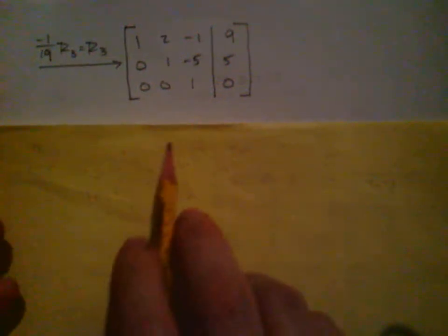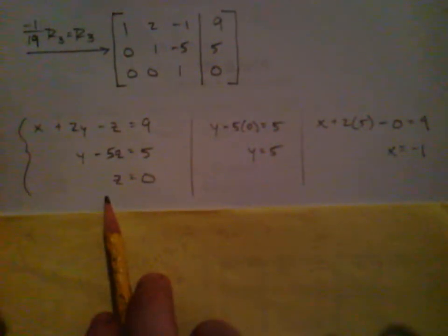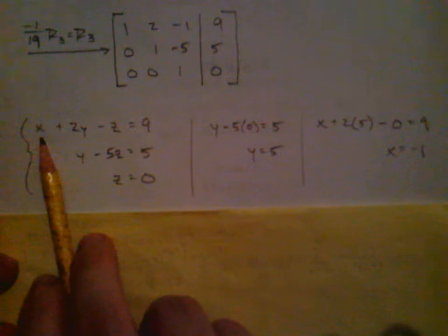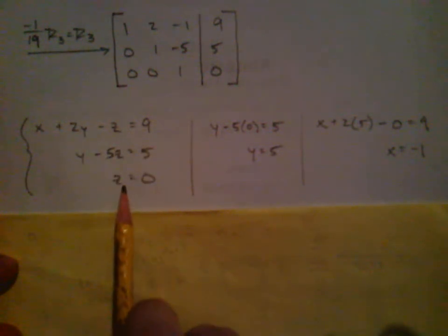Okay. We are almost to the answer. We have our row echelon form. We're a couple of quick steps away. What does that last row tell you? Z equals 0. So what I did, I just rewrote the entire matrix in the equation form, but that right there is what's important. We found the value of Z. But if you look at the whole thing, x plus 2y minus z equals 9, y minus 5z equals 5, and then finally z equals 0.